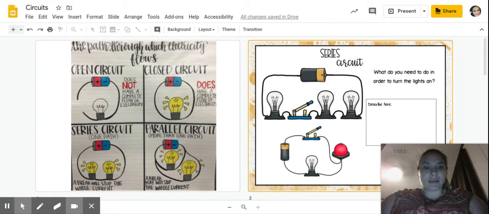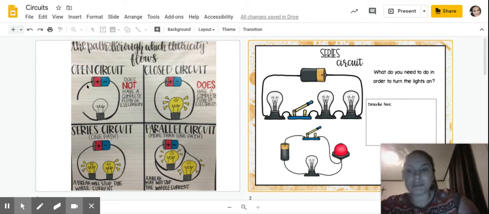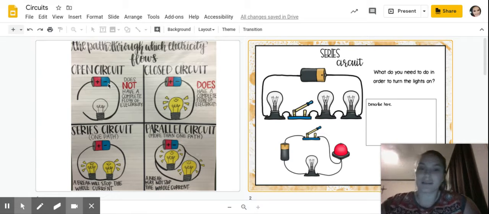As a reminder, we're going to start with talking about what an open circuit and a closed circuit are. An open circuit means that there is no flow of electricity going all the way through. If it's open, it's broken. If you look at the picture on the left, we have an open circuit because the wires are not connected. Therefore, the flow from the positive end of the battery cannot reach the negative end. So if it's open, it's broken and the flow does not go through. It is not going to turn anything on.